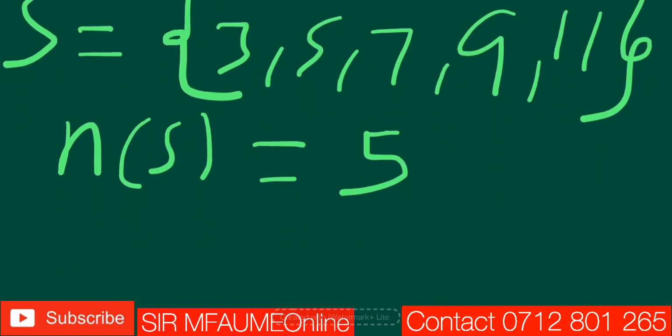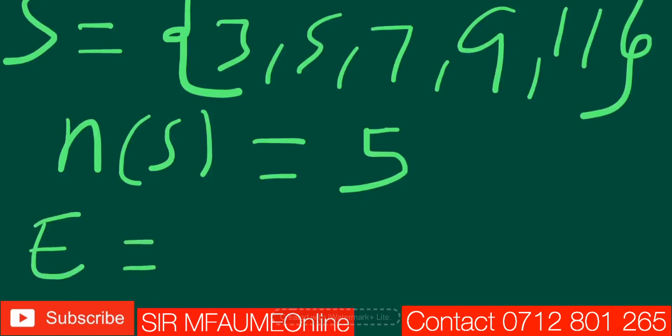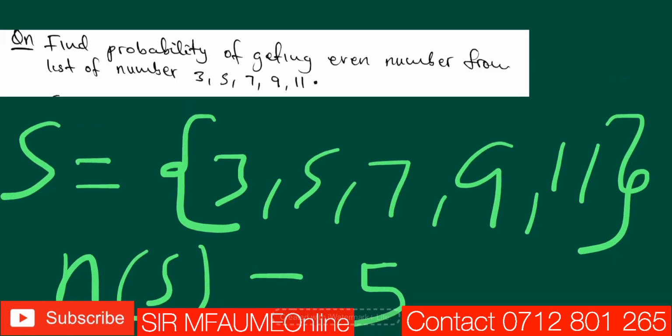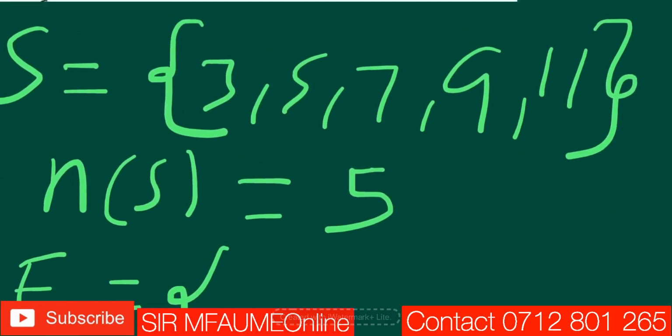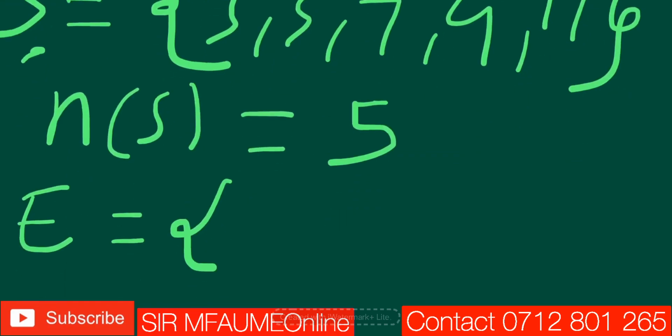Now, my event. What is the set of the event? To find the set of the event, you're supposed to refer to the question. What are you supposed to find? I need to find the probability of getting an even number. That's why my event is even number. So you have to look for the even numbers in the set of sample space. How many even numbers are there? If there's no even number, then your set of the event will be the empty set.